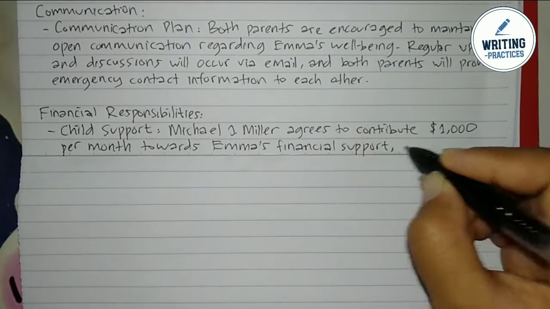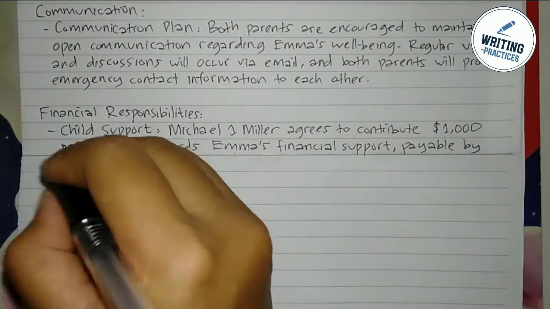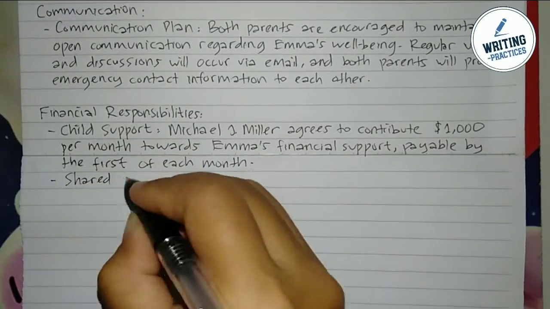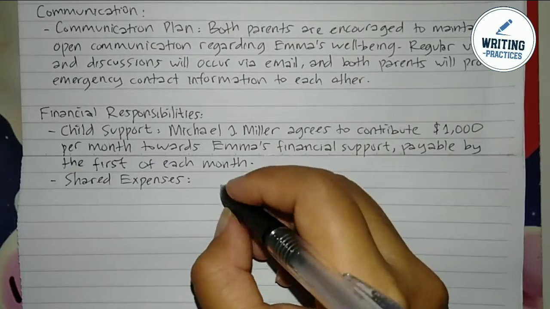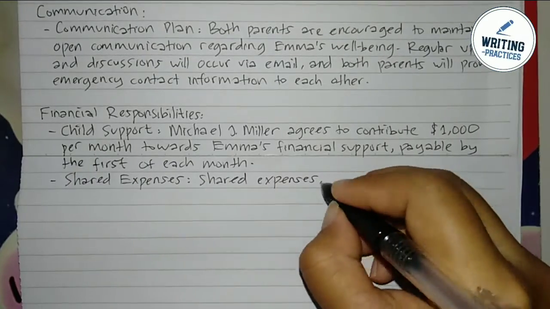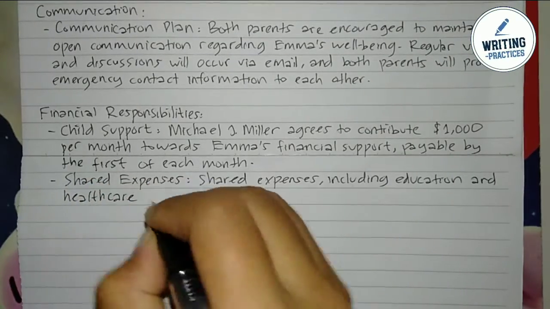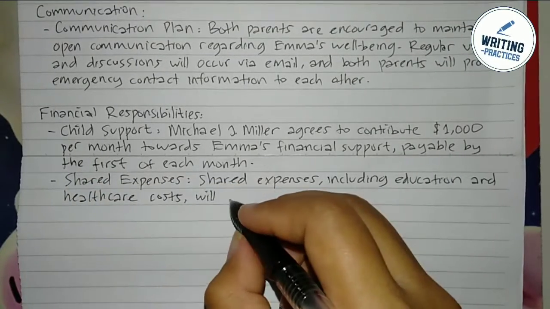Financial responsibilities. Child support. Michael J. Miller agrees to contribute $1,000 per month towards Emma's financial support, payable by the 1st of each month. Shared expenses. Shared expenses, including education and healthcare costs, will be split equally between both parents.